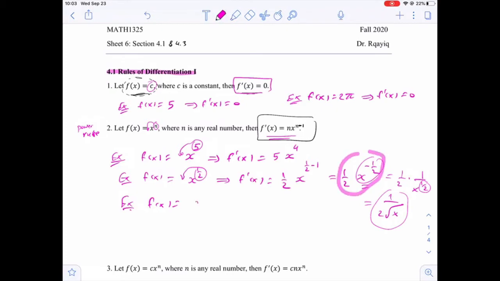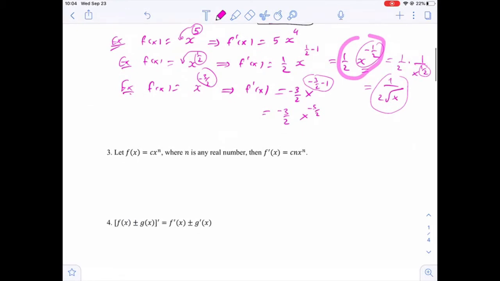Now, if we have x to the power negative 3/2, then the derivative is the power, negative 3 halves, times x to the power negative 3 halves minus 1. Now we need to simplify this, and we can compute negative 3 halves minus 1, which is negative 5 halves, and so on. So this is called the power rule.